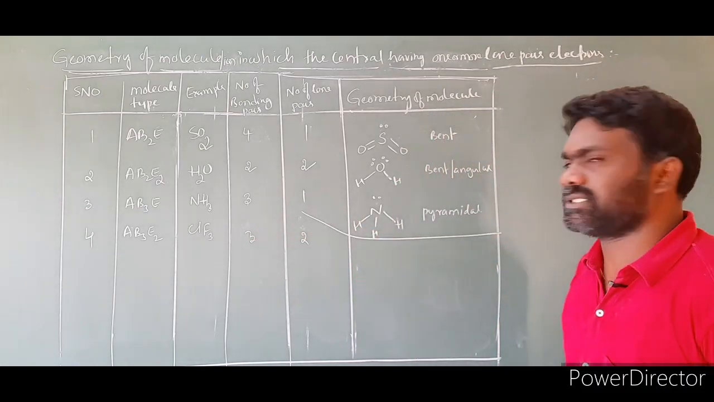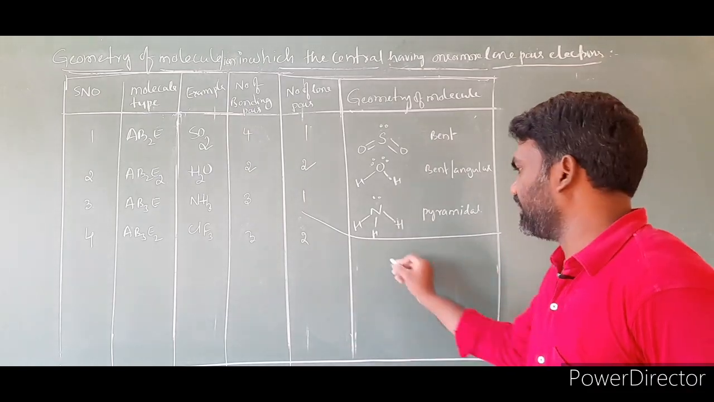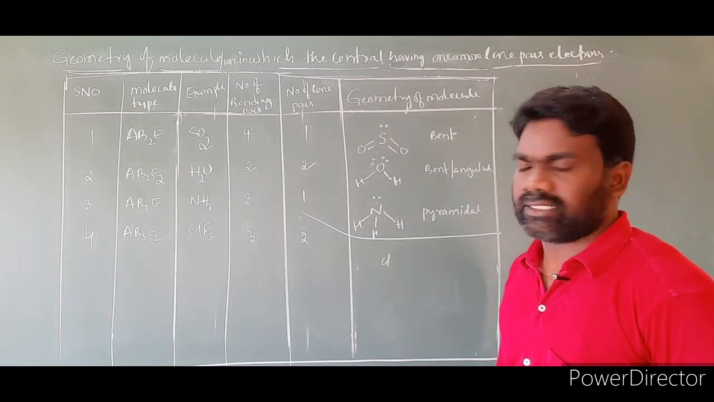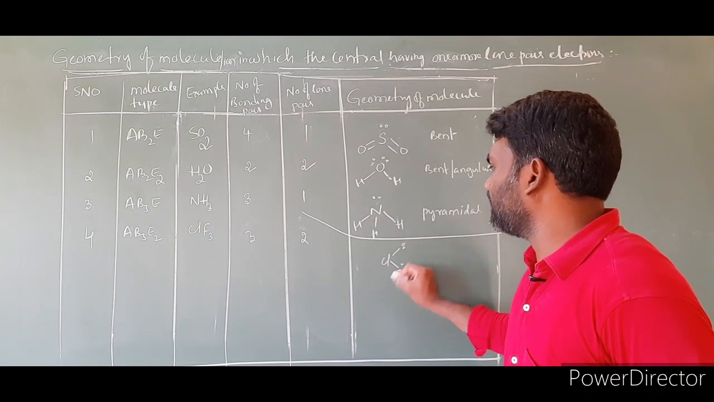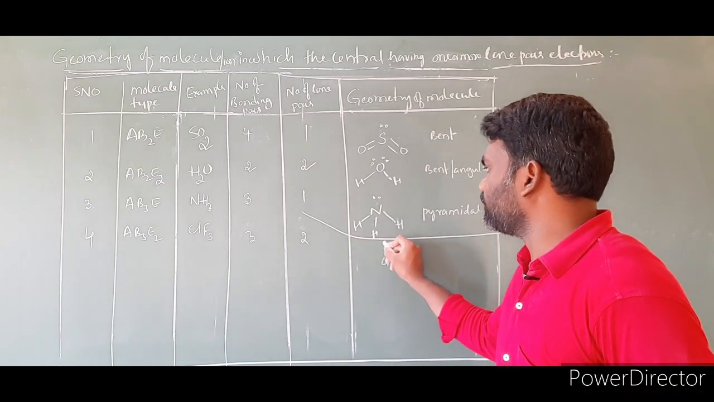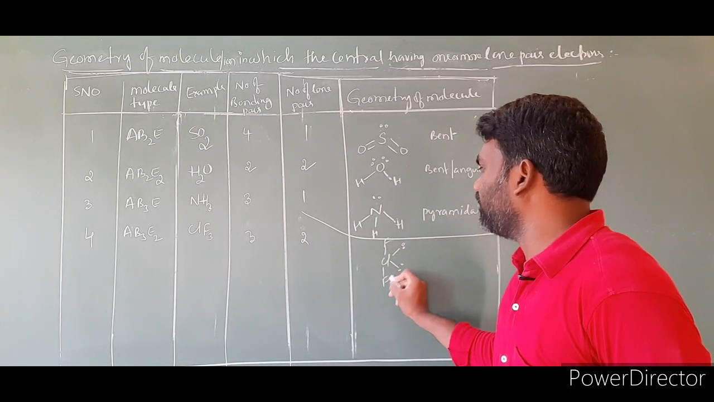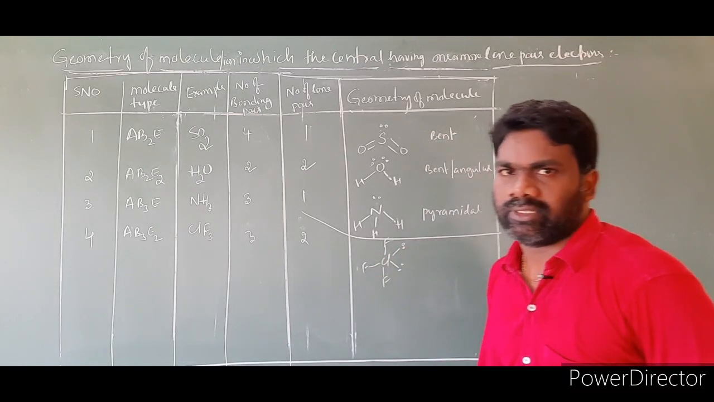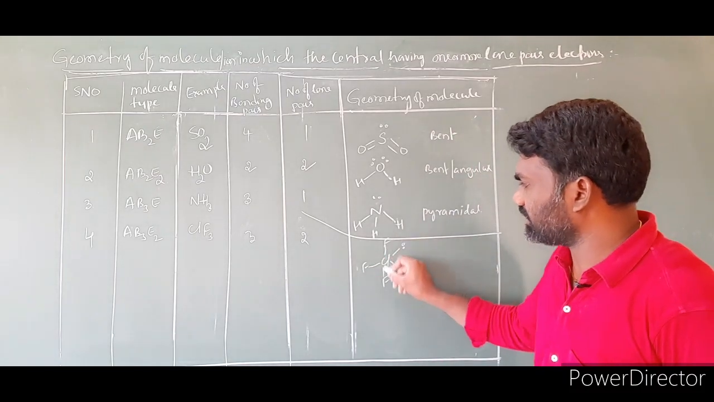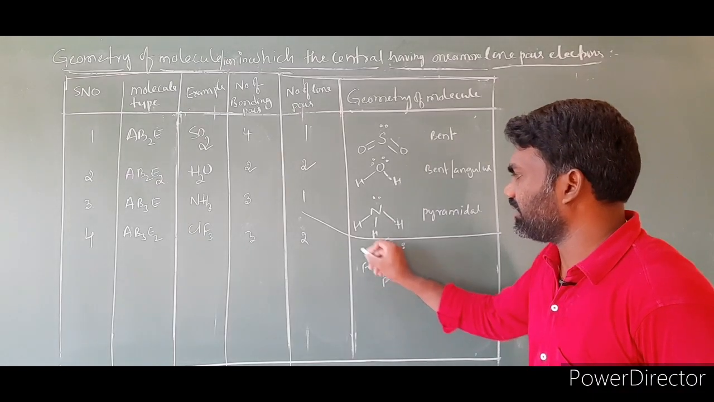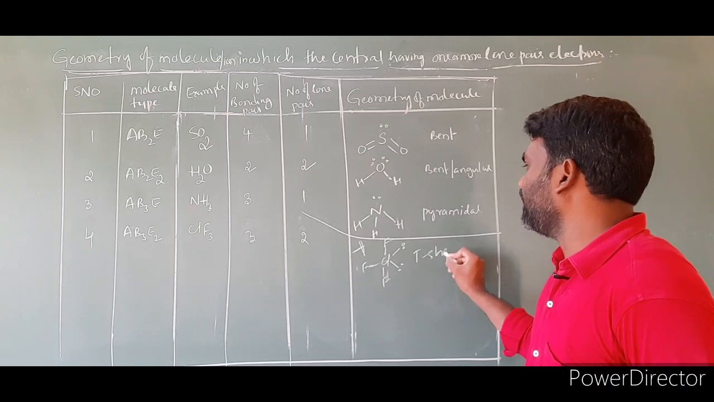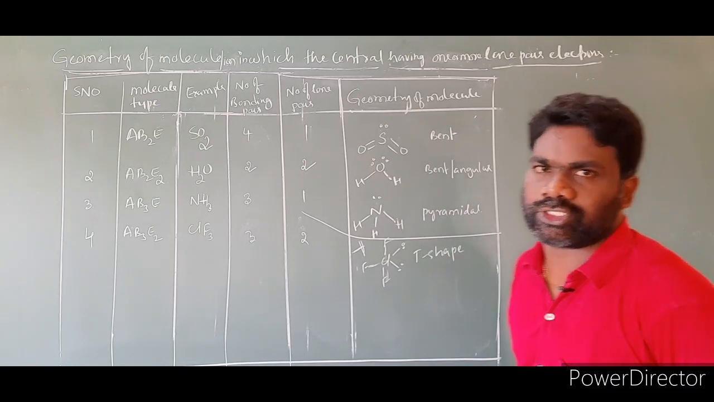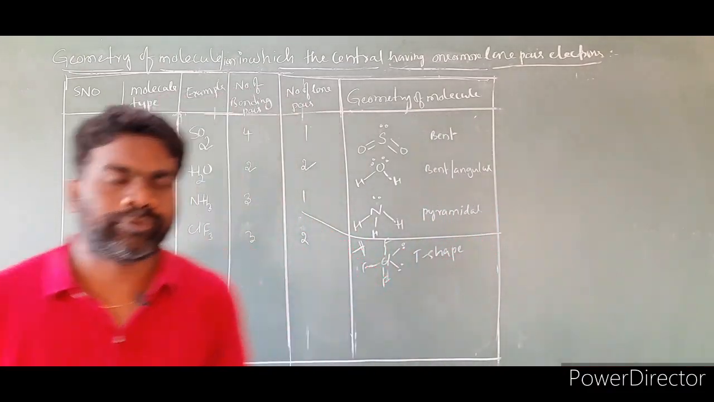Then we have to write the structure of ClF3. Cl is at the center, and there are 2 lone pairs. This is the first lone pair, this is the second lone pair, and this is one bond pair with F, this is the second bond pair, and this is the third bond pair. If you look at this molecule, what is the shape this way? If you look at it like this, it has a T shape. The molecule is T-shaped. This is example number 4.